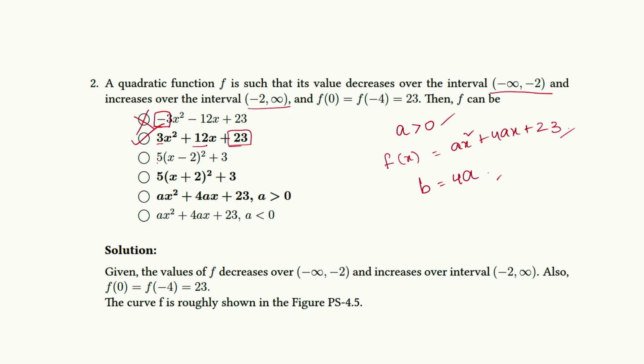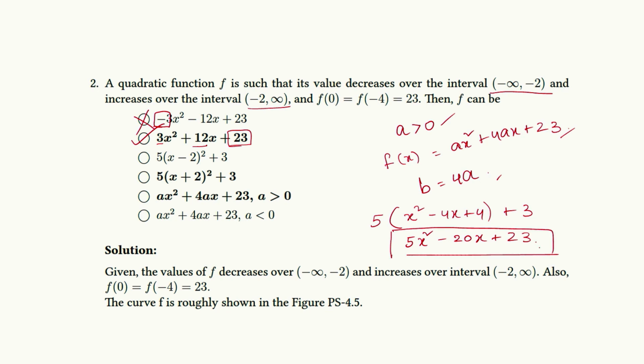And we have the third option as 5 times x minus 2 whole square plus 3. If we simplify that, we get 5 times x square minus 4x plus 4 plus 3. If we further simplify this, 5x square minus 20x plus 23. If you observe this equation, the value of a is 5 and the value of b is minus 20. So b will not be equal to 4a. B will be equal to minus 4a. So this option is also incorrect.